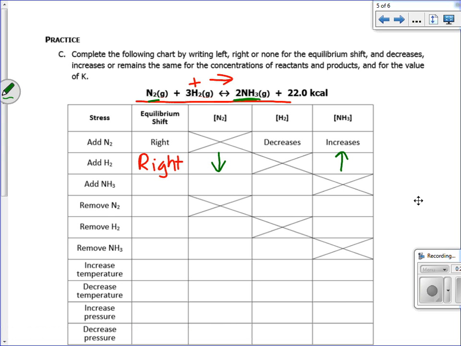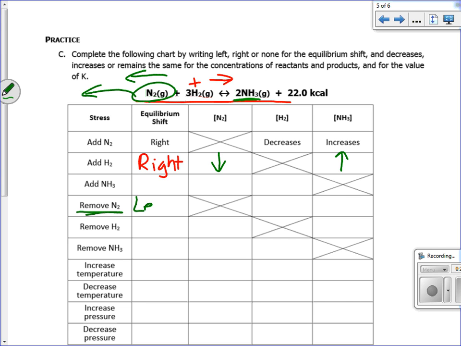Okay, so let's look at another example. Let's look at removing. If we were to remove N2, we're taking it out. So I'm taking this stuff and I'm removing it. So it's going to see, oh, N2's gone. I need to make more N2. So which way is it going to shift? Left. It's going to go this way because it needs to make more N2.